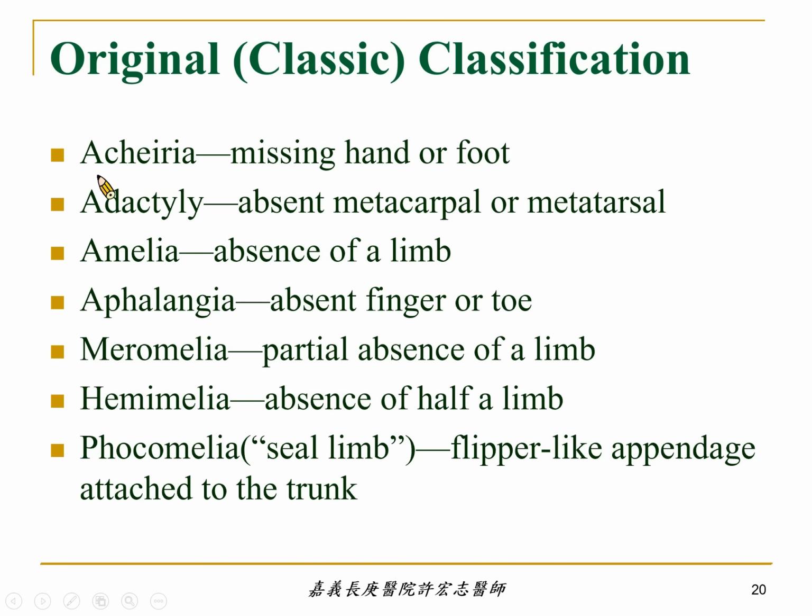For instance, acheiria is a missing hand or foot. Amelia is absence of a limb, meromelia is the partial absence, and hemimelia is half of the limb. I think the most famous one we call phocomelia. Phocomelia means the seal limb, which means 海豹肢 in Mandarin. If you notice the seal limb, what medication comes to your mind?